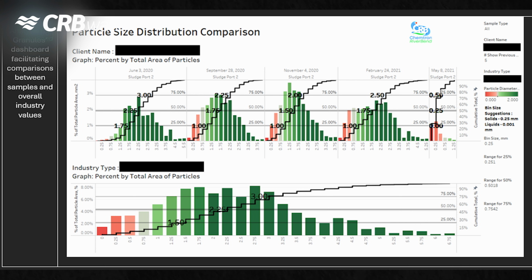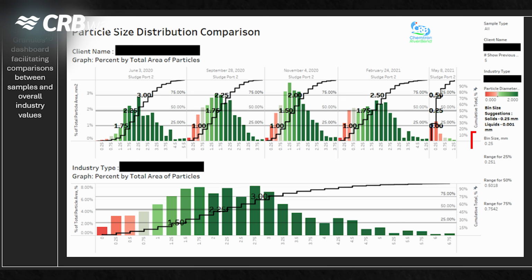The numbers mentioned along the Pareto curve, or the cumulative percent area curve, indicate the sample's granule particle sizes representing the 25th, 50th, and 75th percentile of the total cumulative area respectively. The bin size indicates the interval particle diameter range used to create different buckets or bins for plotting the histograms, which is currently set at 0.25 millimeter in this diagram.